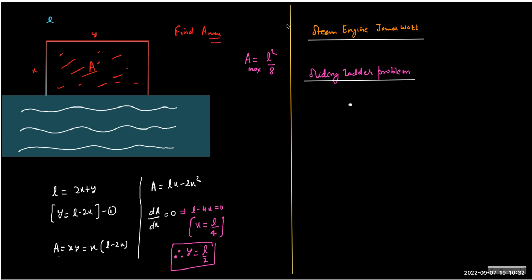So those who are finding it fascinating are actually problem solvers. They want to solve some issues, some real life problem. So, the sliding ladder problem. What is this problem? We have two perpendicular surfaces, I mean, one wall and a floor.